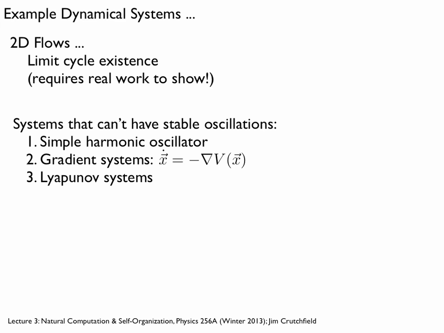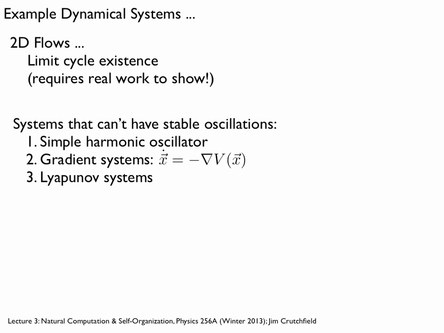So we know there are certain classes of two-dimensional systems, like I said, the simple harmonic oscillator. It can be rewritten as that. You're kind of done. There are oscillations, but they're not stable. Also, gradient systems. Whenever you can write down the vector field as the gradient of some potential, there are theorems that say that all you have are fixed points. No oscillations. And there's a generalization of this.